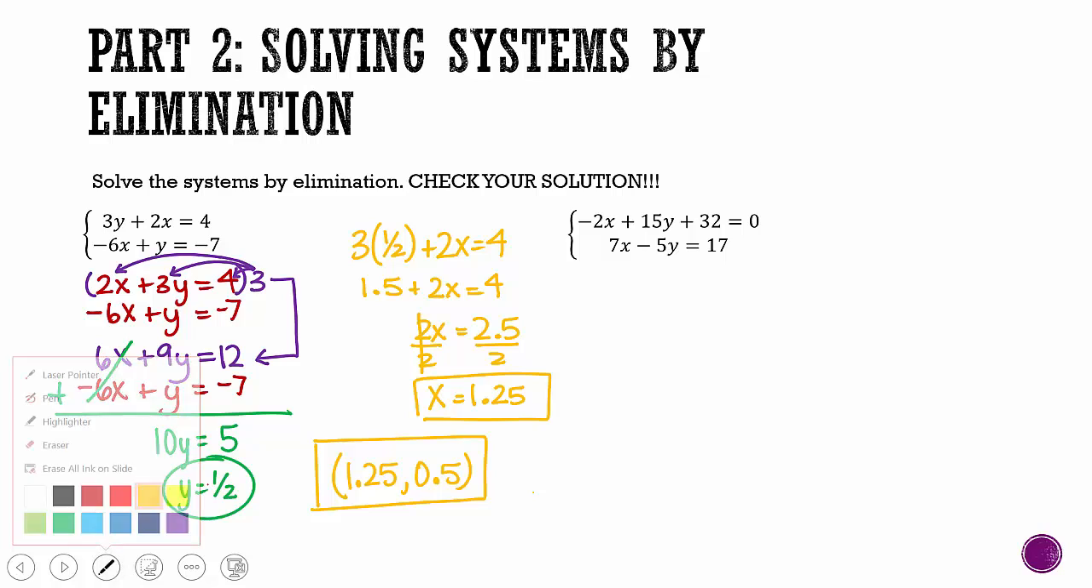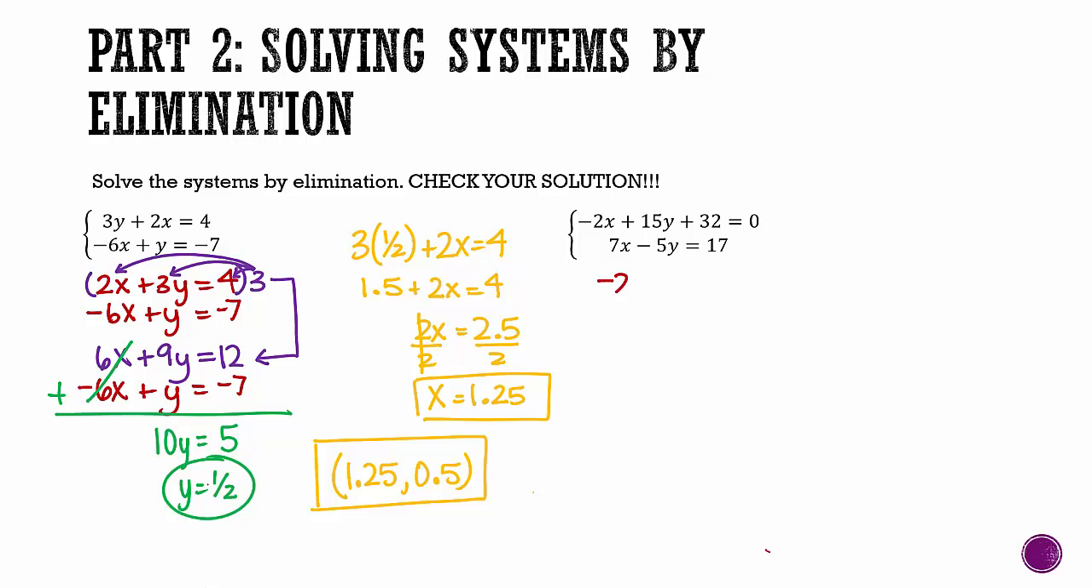So let's try this next one. First thing, make sure things are lined up. The first equation needs some rearranging. I have negative 2x plus 15y. Let's move the 32 over here, so it becomes negative 32. And then I have 7x minus 5y equals 17.